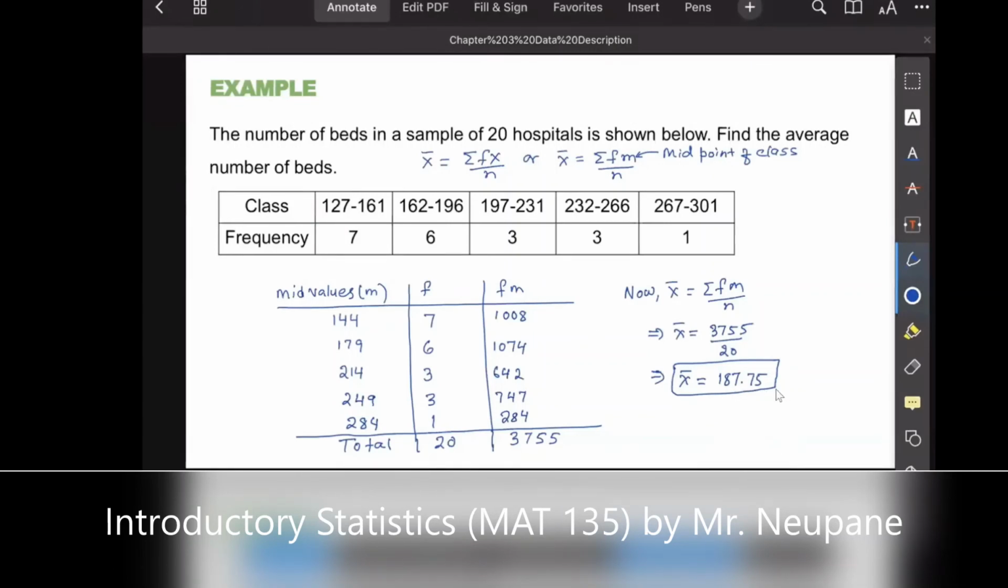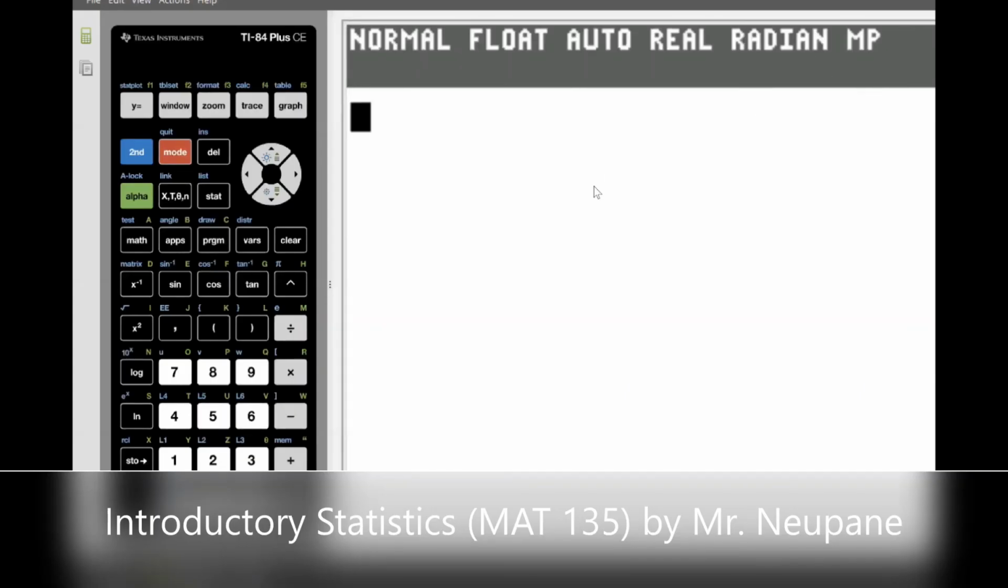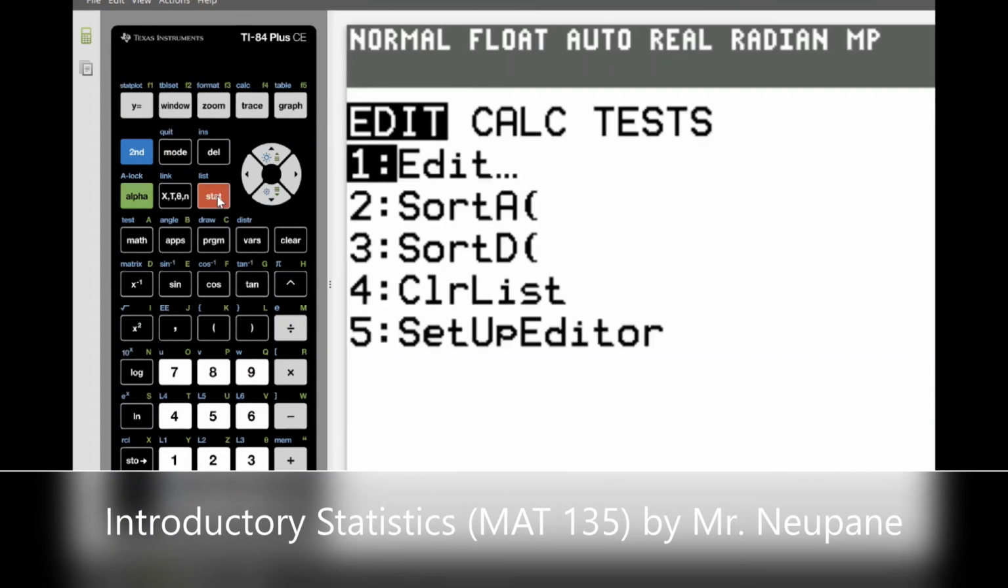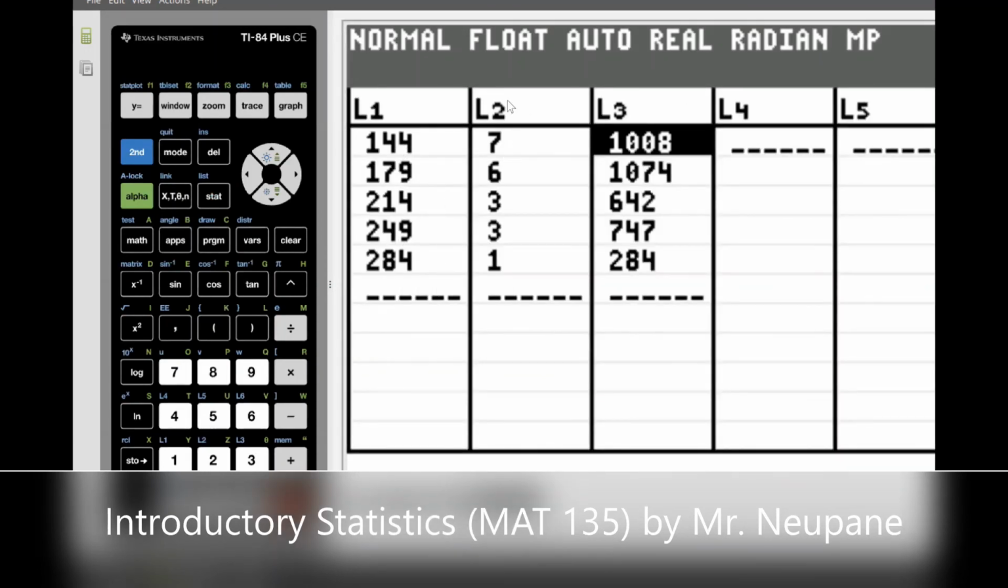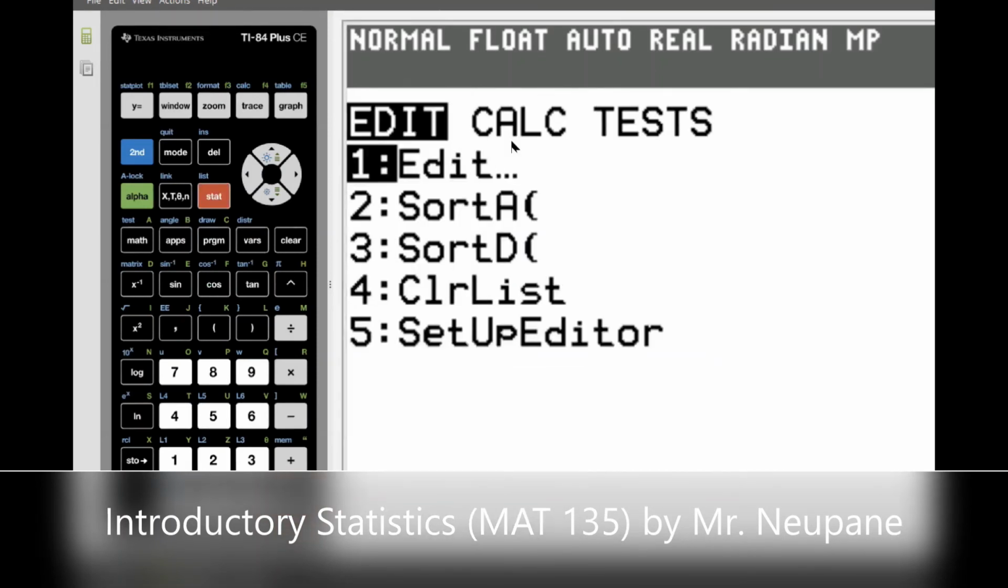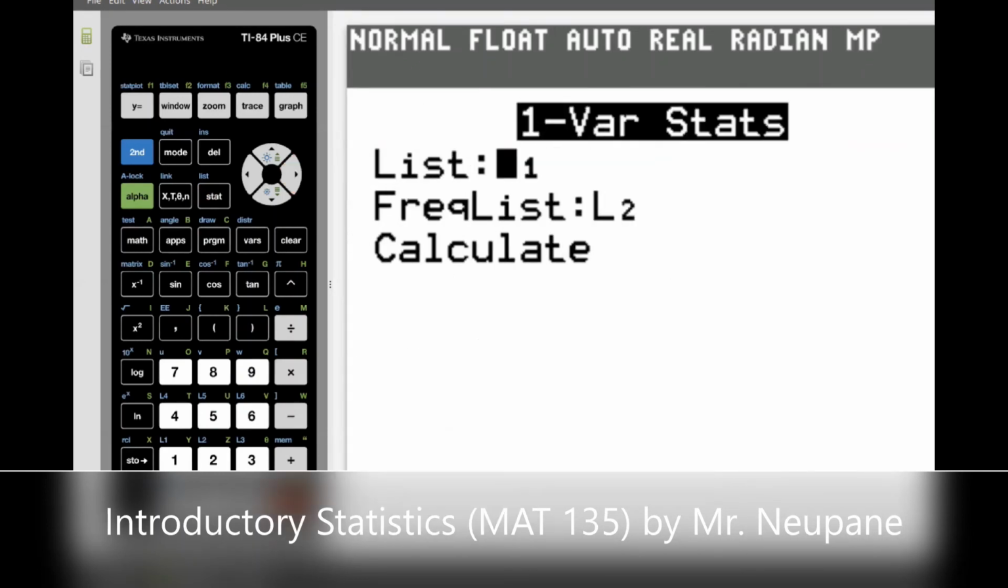I'm going to stop sharing this and share the calculator again. Can you see my calculator now? Yes. Okay, so what we did was, if you go to stat and enter 1, you'll see that we have our list 1, we have our list 2, that is we have m, we have f times m, we have everything in the calculator. Now, if we go to stat and then go to calculate, C-A-L-C, hit number 1. Okay, list 1, we have the m value. List 2, we have the frequency, which is good.